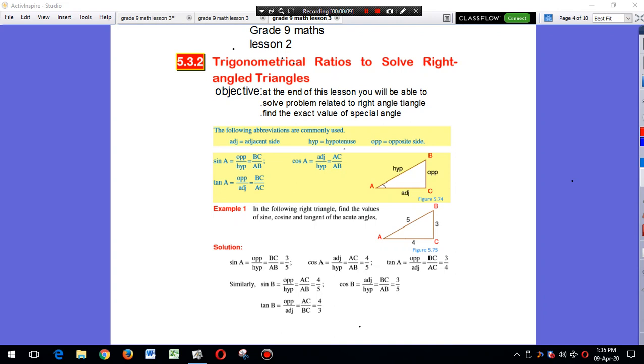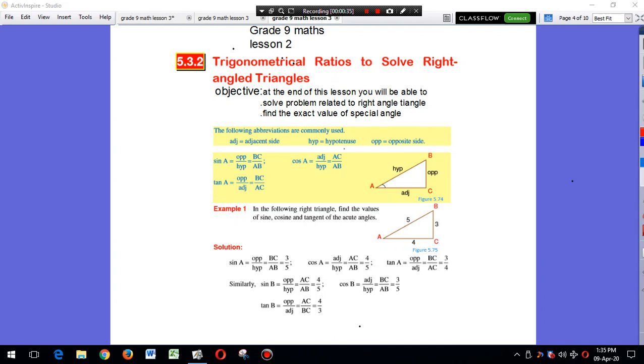Okay, today we are going to see grade 9 maths lesson 2. Before we proceed with this lesson, I want to ask you some questions. How was the classwork, the last time classwork? I think it is quite easy, right? Alright.